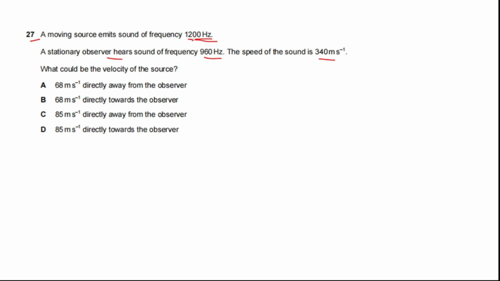So here you could see it was emitting a higher frequency, and what the stationary observer hears is a lower frequency. Since the frequency is decreasing, we could confirm that the moving source is moving away from the observer. That's why the frequency is lower and the wavelength is higher. So you can consider option A and option C.